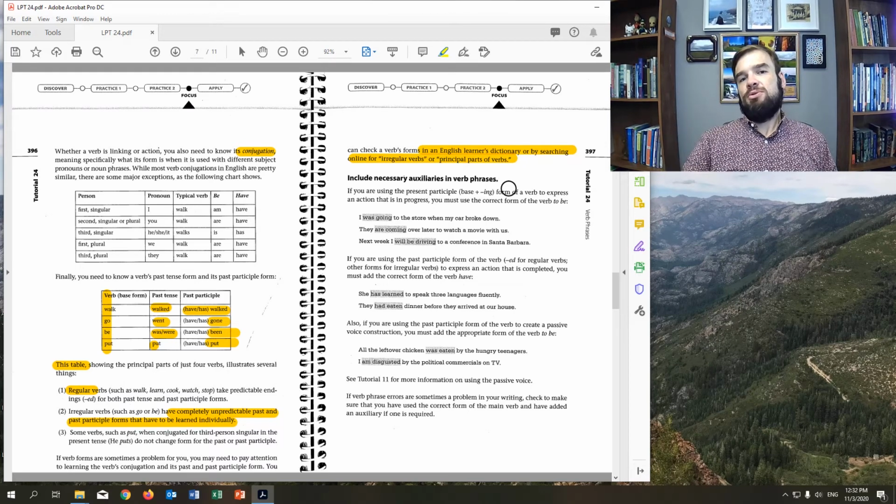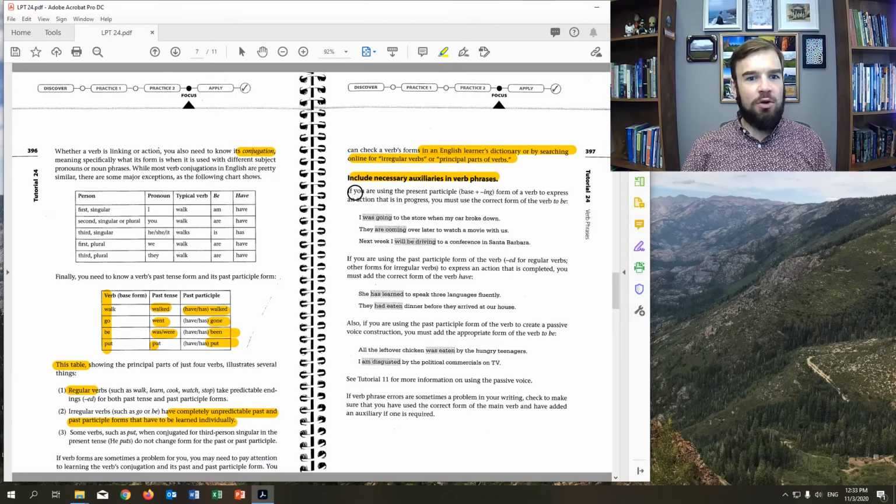So that's verbs, right? And we've started, hopefully, at this point already to practice verb endings and started to notice some of these things. But of course, a verb phrase is not just the verb tense and the verb ending. We also have auxiliaries, including modals. So let's talk about it. So you need to include necessary auxiliaries in your verb phrases.